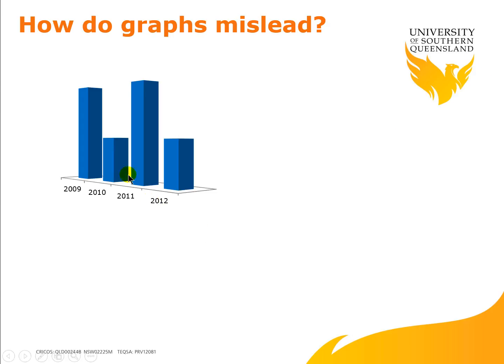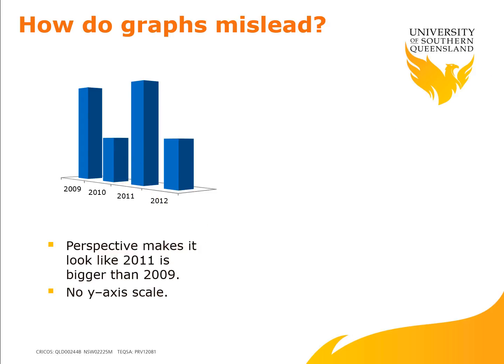So this one here, we look at this and it looks like 2011 is higher than any other year, and that's because of this perspective. Just before I was mentioning that human brains aren't great at discerning the difference between volumes or areas rather than just heights. This is combining that problem with a perspective problem as well. So the thing further away is going to look shorter. Plus we've got no y-axis scale to even try and visualize what's going on here.